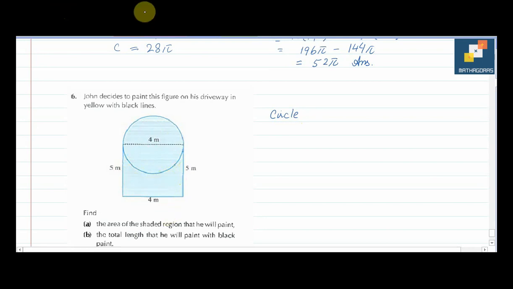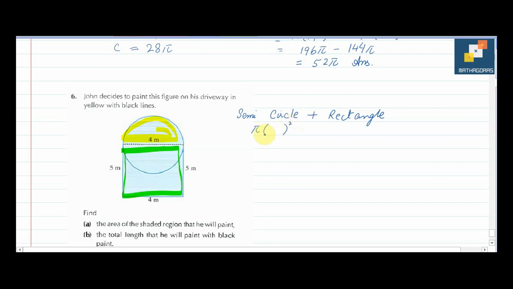Now I will say that we have a semicircle. Now what is the benefit? I say that we have a semicircle, this one, right? And then the leftover part is basically a rectangle. So you have semicircle plus rectangle, right? We need to find the shaded portion. So area of semicircle is pi r square divided by 2, plus area of rectangle is length multiplied by width.